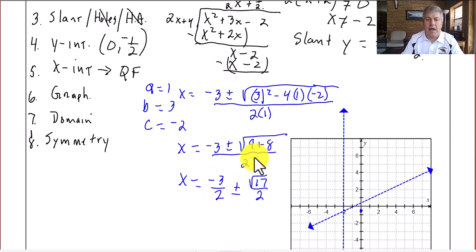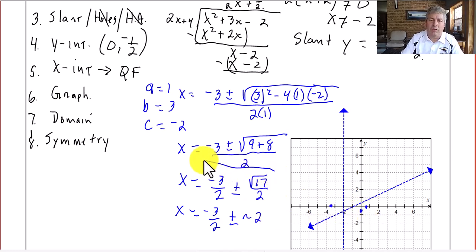So negative 3/2, because 2 is a common denominator to both of these terms, negative 3/2 plus or minus the square root of 17 over 2. So x equals negative 3/2 plus or minus the square root of 17 over 2. That's a little bit more than 4, so this is plus or minus about 2. So if I went to negative 3/2 and I went 2 units to the right, and I went to negative 3/2 and I went 2 units to the left, well, that's going to be approximately where my x-intercepts are going to be.